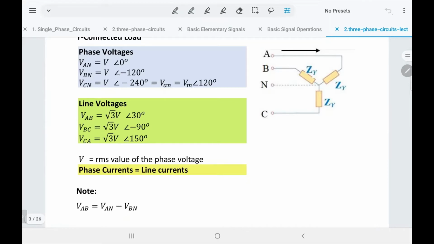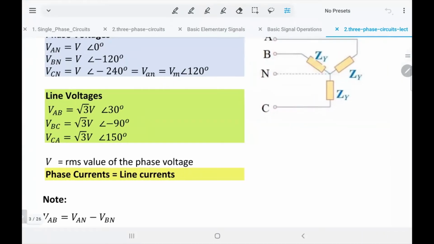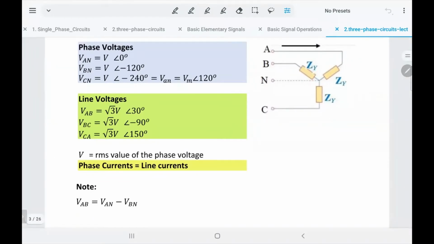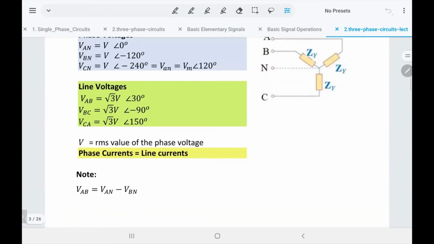What about the current? The current will be the same in star connection. Line current equals phase current, magnitude and angle, no change. Because if you look here at this star connected load, you will see A, B, C, and we use the uppercase letter for the load and lowercase for the source. So we'll observe that the current IA goes to the phase, IB goes to the phase, so they are the same, no change. That's why we write here that the phase currents equal line currents.